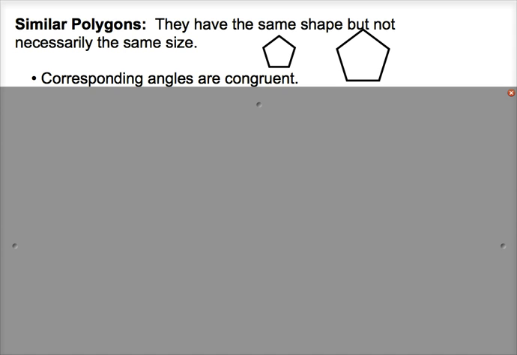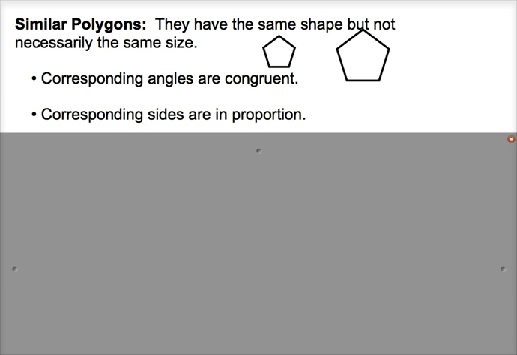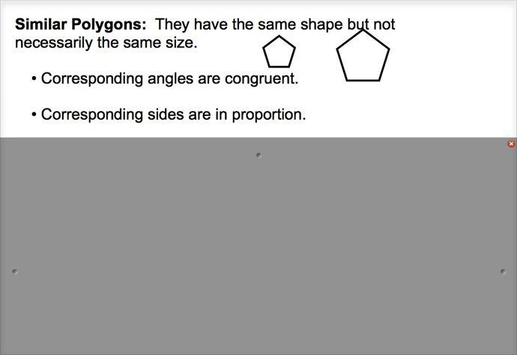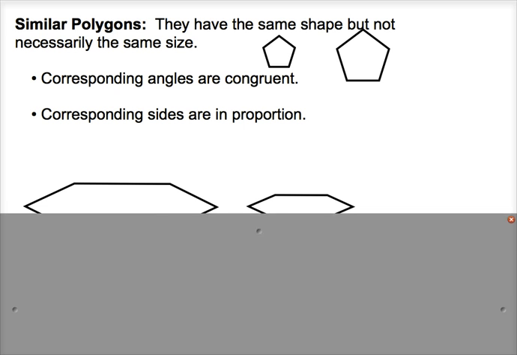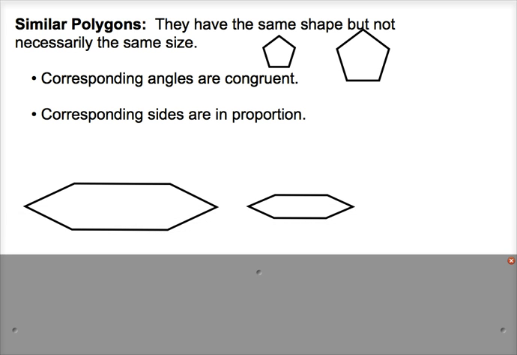So if I look at the properties here, it says corresponding angles are congruent, so all the angles still match up. Corresponding sides are in proportion. So maybe for one pentagon, everything is twice the size of the other one for the sides. And here's an example. Here are two hexagons that have the same shape. The angles all match up, but the sides are not the same length.